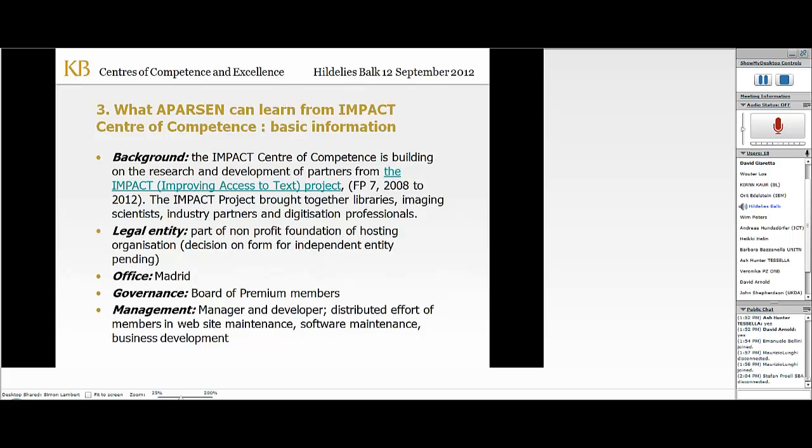Management is again 3 people: a manager, a developer, and a sort of project manager person in that office. And business development is distributed. A lot of it is done by the board members. I think that is a very good idea, to have board members who are so very passionate about the project and the results, and also who have been instrumental in setting up this center. They really want to sell this center to other people still. So you must use them.